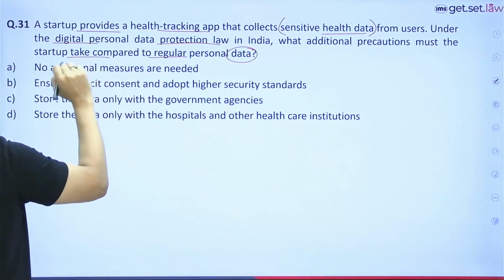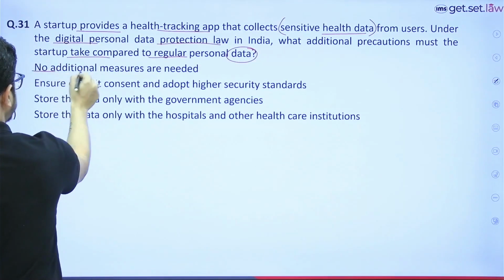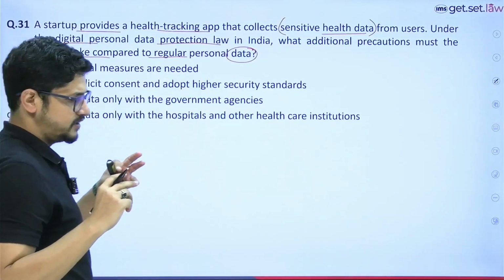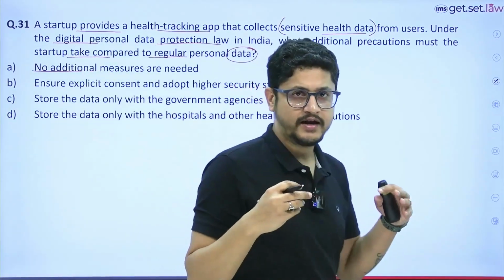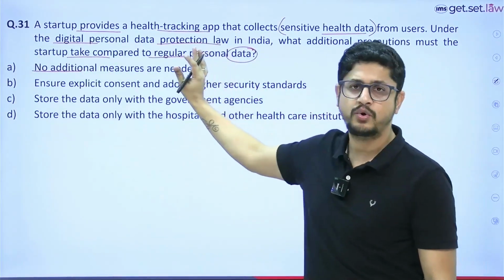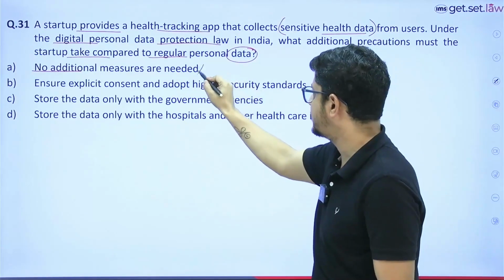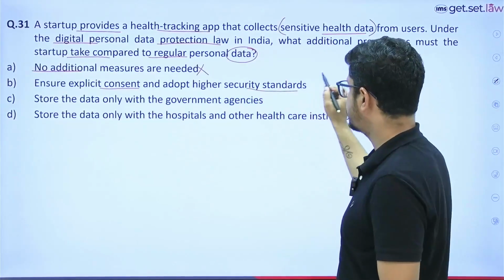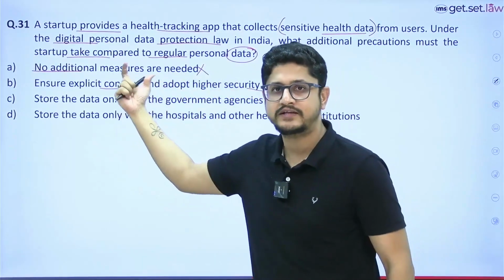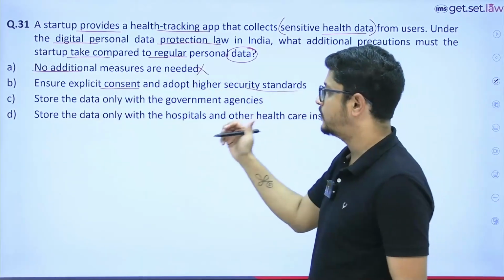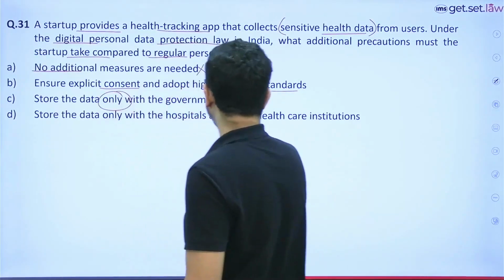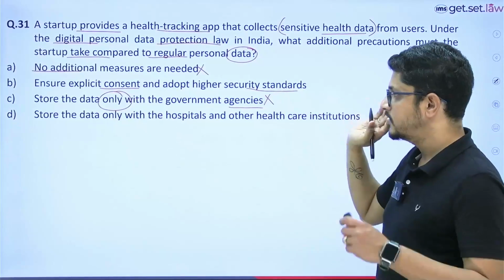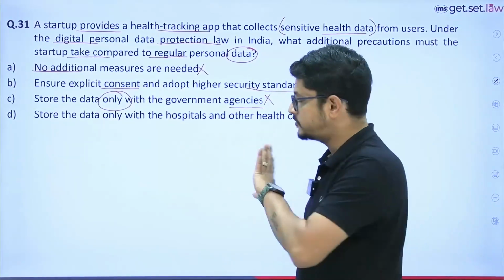Now, what do they need to do? No additional measures are needed. This is very outrightly giving an opinion, saying no additional measures are needed, which does not make sense. Ensure explicit consent, adopt higher security standards is somewhere closer, where there is consent and the standard needs to be followed. Store data only with the government agency, so storing has no relevancy because it's not given to them; that could be one of the parts, but it's not given.